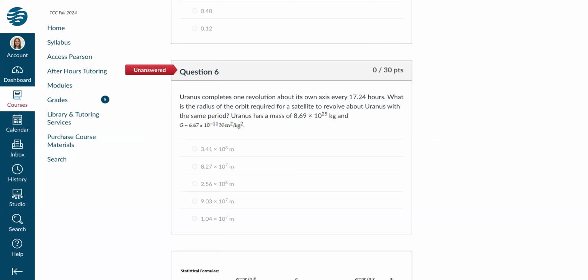Okay. So this is one of those problems where we are basically using, let me show you. Let me get these numbers real quick. 17.24 hours, that's the period of rotation. So I'm going to write T Jupiter is equal to 17.24 hours. I'm also going to say that the mass of Uranus is equal to 8.69.